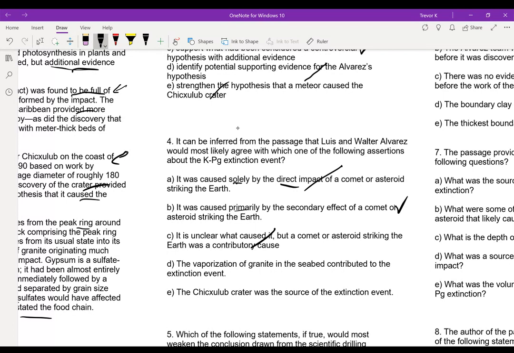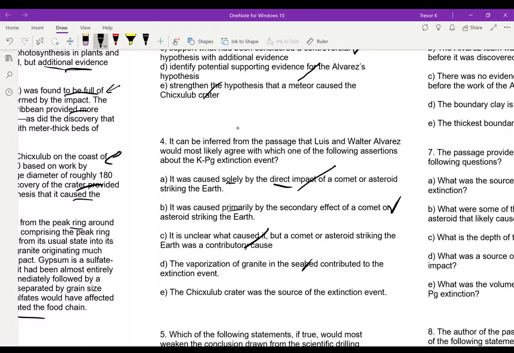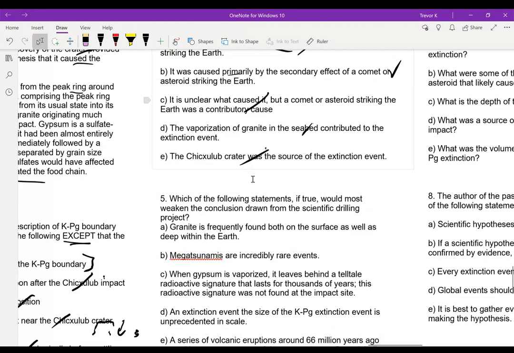Unclear what caused it. No, definitely not. Vaporization of granite in the seabed. I didn't see anything about that. That's probably in the last paragraph. Chicxulub crater was the source of the extinction event. No, the crater is mentioned way after the Alvarezes, so we don't know what the Alvarezes believe. You know, maybe they have their own thing where they're like, the Chicxulub crater is wrong. No way can it be that one.